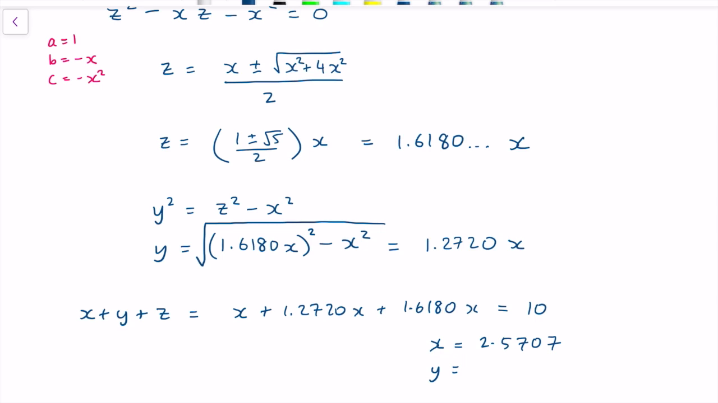Y is 1.2720 times x, that comes out to be 3.2699, and z comes out to be 4.1594.